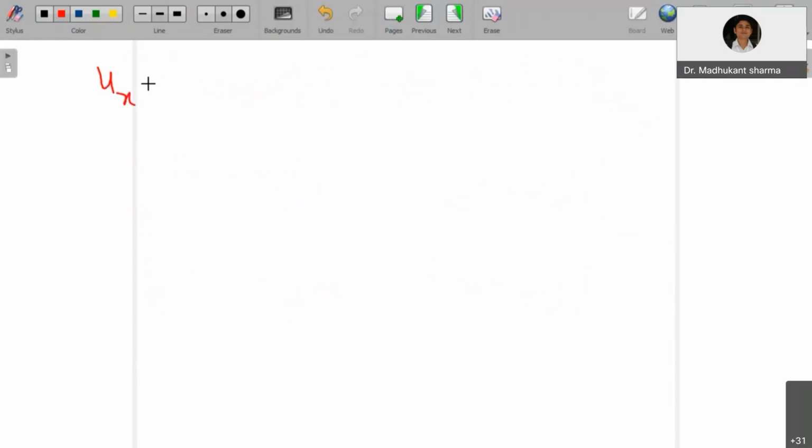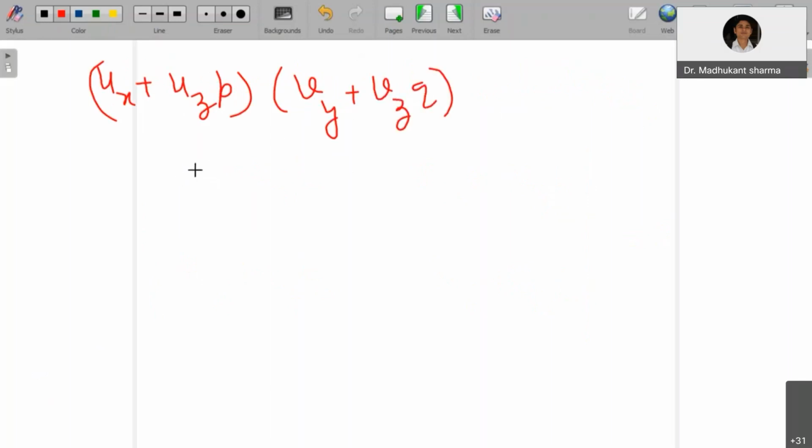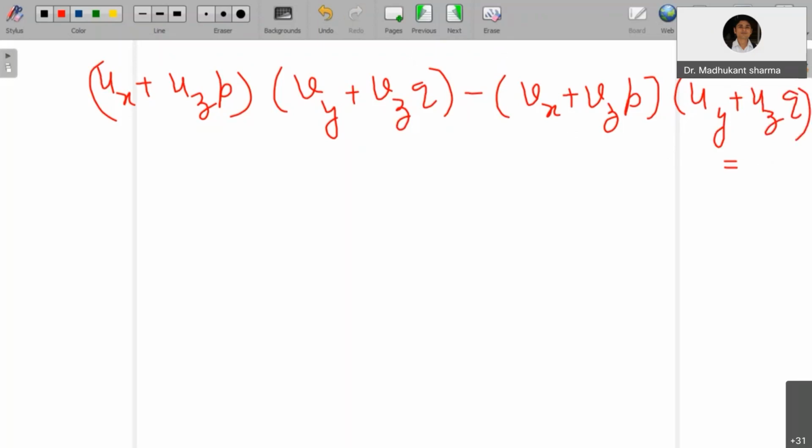So the determinant is (ux plus uzp) times (vy plus vzq) minus (vx plus vzp) times (uy plus uzq) equals 0. Now you arrange the coefficients of p and q. So let's work it out.